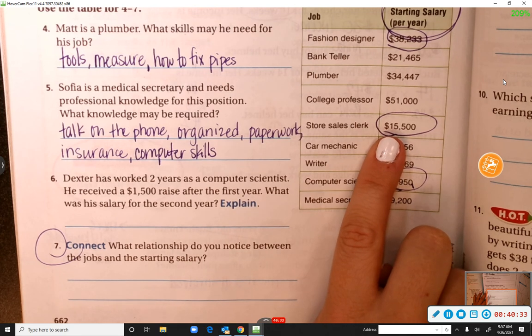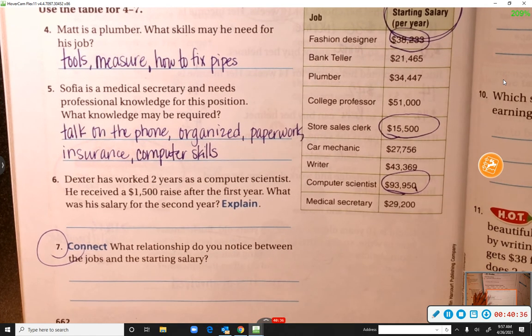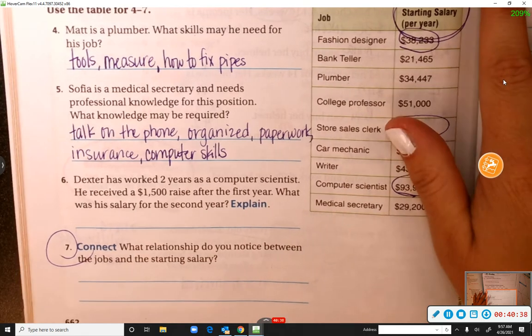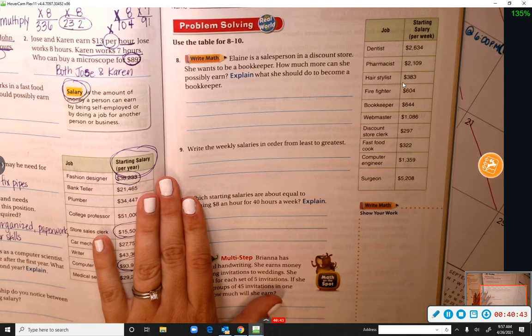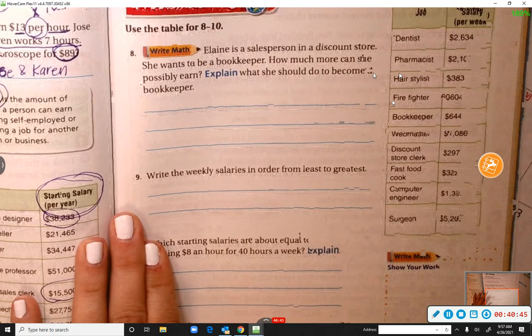So do we want to go to school longer and get paid more? Yes. The college is a lot of money. It is a lot of money. Okay, but there's grants, there's scholarships. I'm taking a scholarship, please.